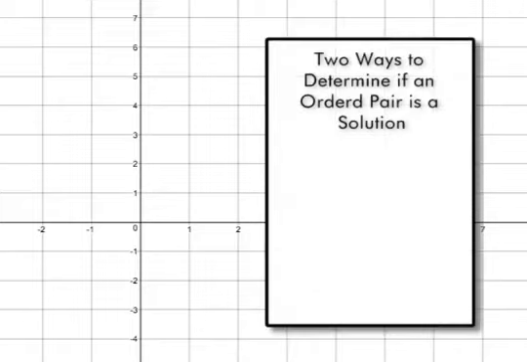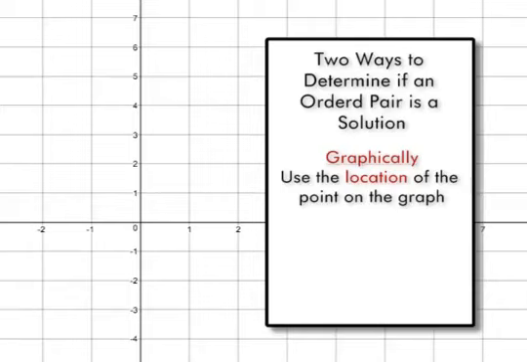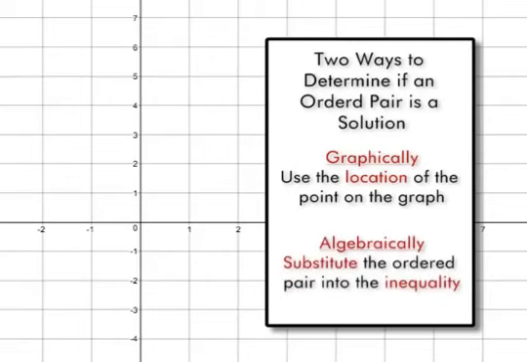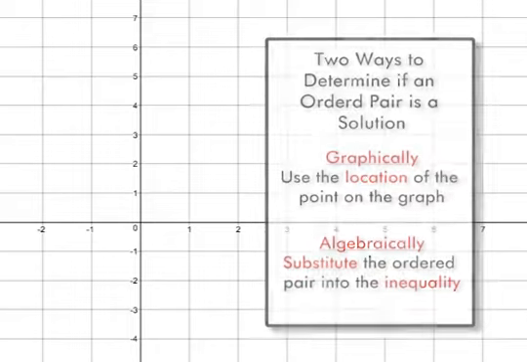In this video, we're going to be looking at points and an inequality and determining if that point is a solution to an inequality. And we have two ways of doing this. We can do this graphically by looking at the location of the point on the graph of the inequality, or we can do this algebraically by substituting the ordered pair into the inequality expression.